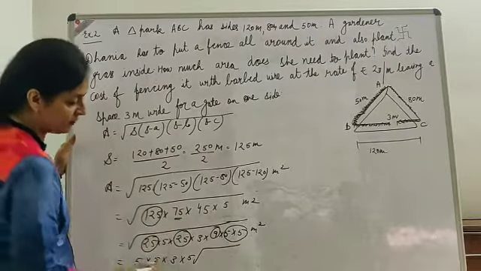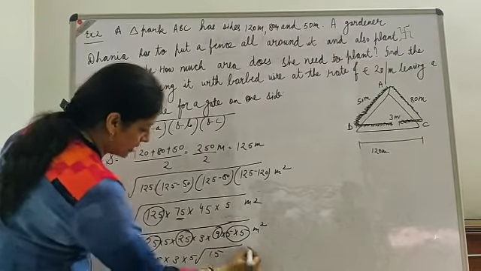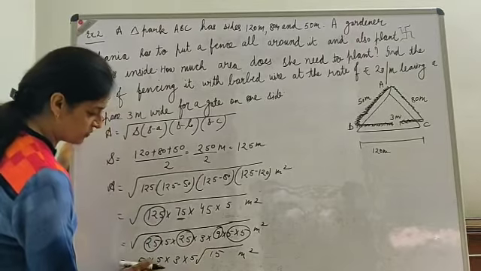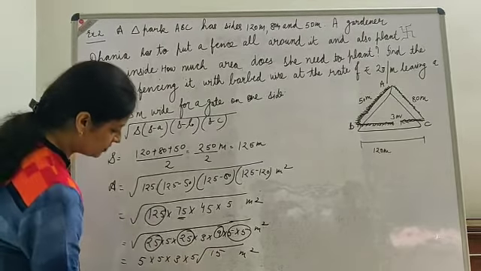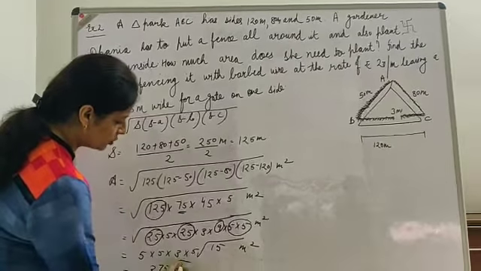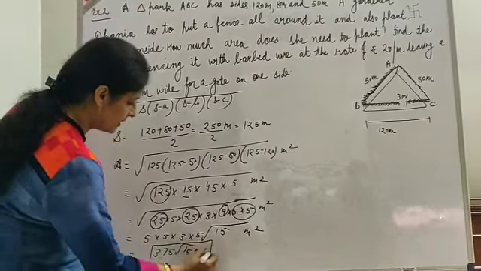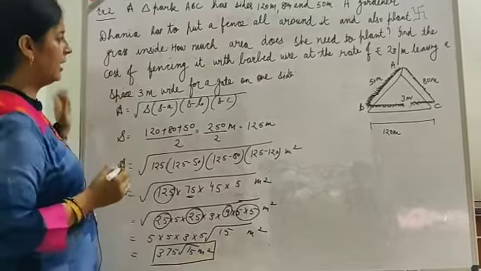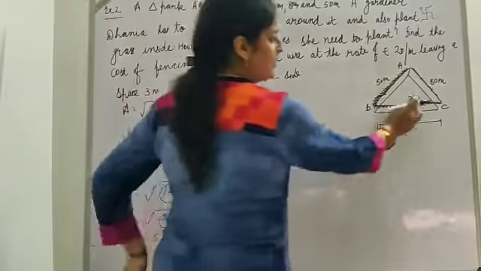You have to make the friends. 5 3s are 15 meter square. So this is equal to 5 5s are 25 into 5, 125 into 3, 375 root 15 meter square is the area. Now you have to find out the cost of the fencing and 3 meter gap is there.